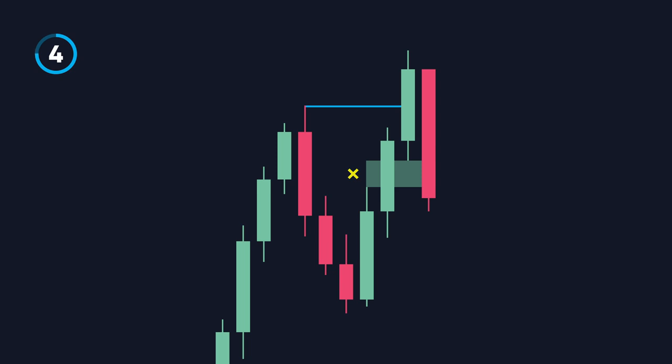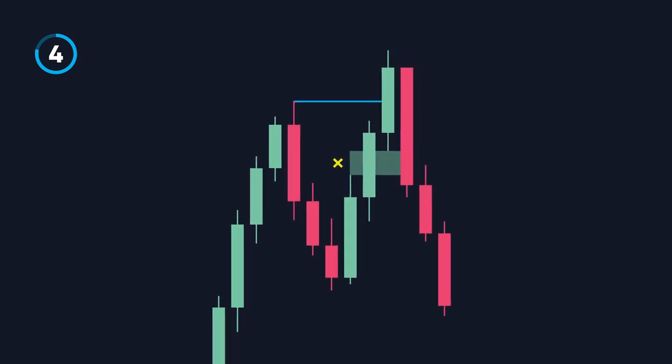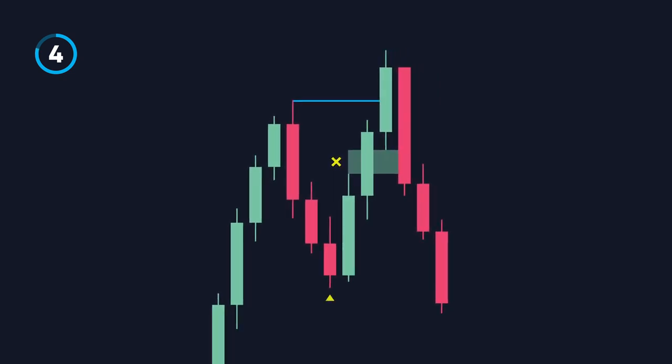But with that said, we don't want to consider shorting just yet. Using the knowledge on market structure that we covered earlier in the video, we want to see if the price will push down below this previous swing low, because this would create a change of character, which is the second signal for the change of order flow.